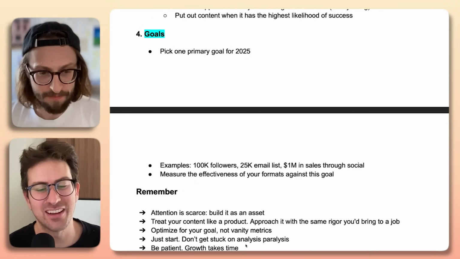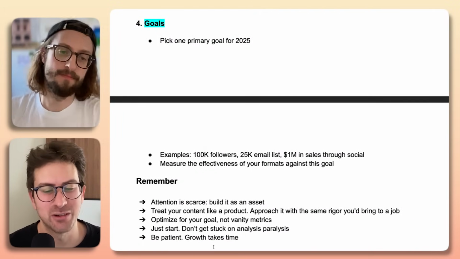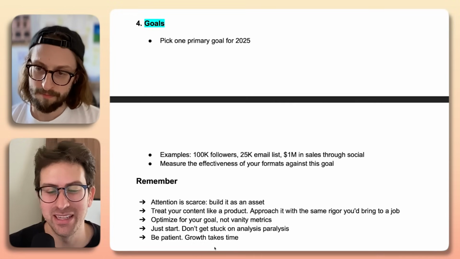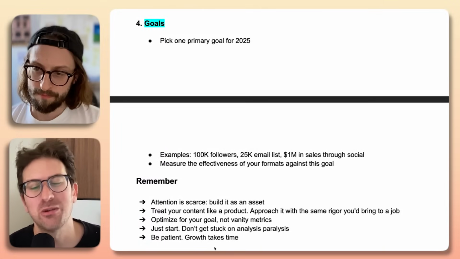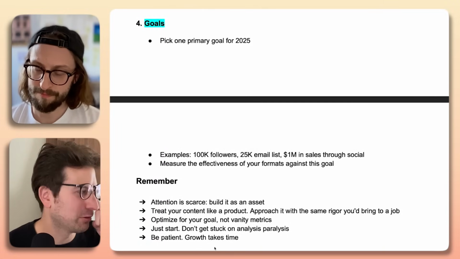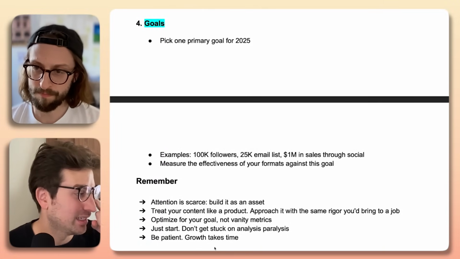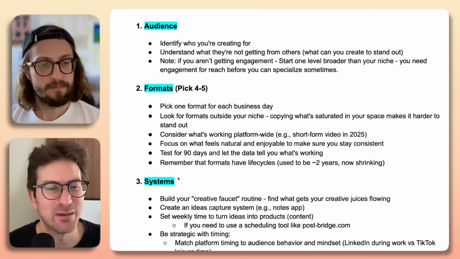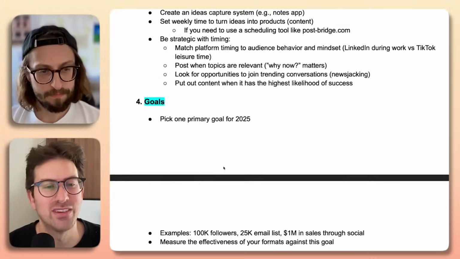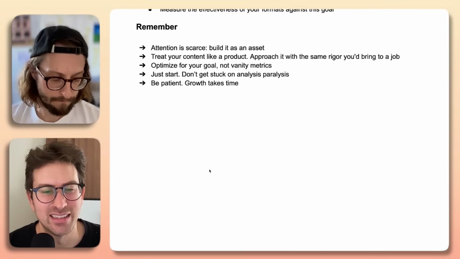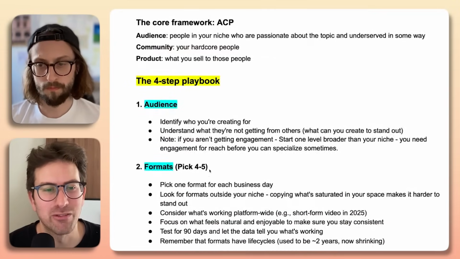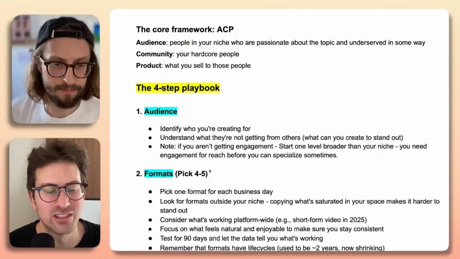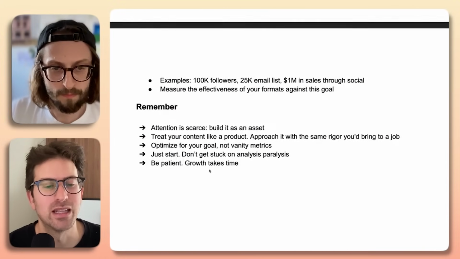Just start. Don't get stuck on analysis paralysis. Be patient. Growth takes time. I started on Twitter almost 20 years ago. It took me until 2020 to get to 10,000 followers, and I only really skyrocketed in 2020. But it's because it took me 15 years basically to come up with this format, and it took me 5 years to execute against it. And I can't think of anything more valuable than this document. If you just do this, it's amazing. Yeah, if you just do this document, you will win.